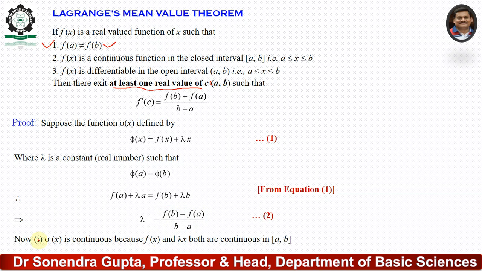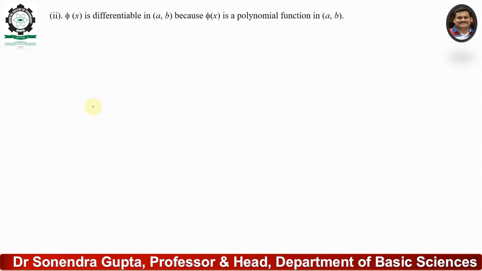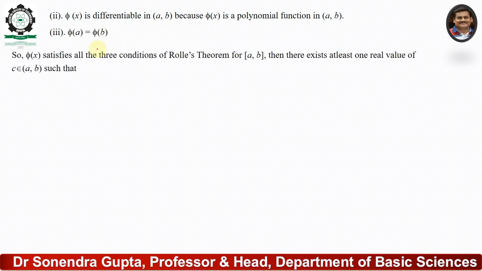Now point number 1, phi of x is continuous because f of x and lambda x both are continuous functions in the closed interval [a, b], as per the condition of a polynomial function. Second point, phi of x is differentiable in the open interval (a, b) because phi of x is a polynomial function. Therefore, third point, phi of a equal to phi of b, so the Rolle theorem is fulfilled. So phi of x satisfies all three conditions of the Rolle theorem for the closed interval [a, b].